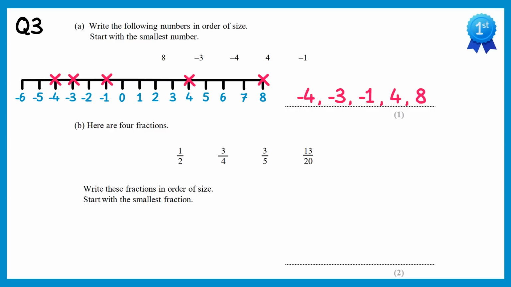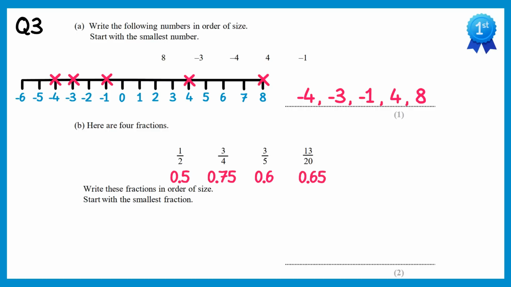For part B, we need to put some fractions in order. To do this, we'll convert each of the fractions into decimals. You have a calculator for this paper, so do 1 divided by 2, that will show 0.5, 3 divided by 4 is 0.75, 3 divided by 5 is 0.6, and 13 divided by 20 is 0.65.